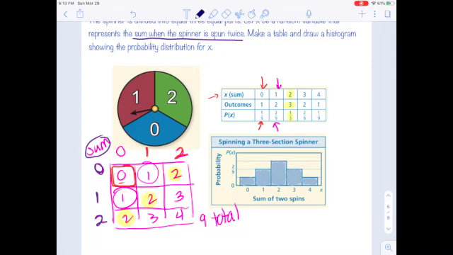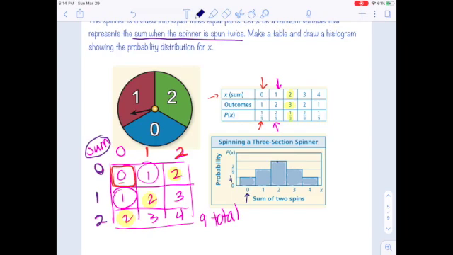And you create your histogram from there. So your x value is the sum of 2 spins. And then your y-axis would be the probability of that occurring. And the title would be spinning a 3-section spinner. Okay, you've got your 0, that is a probability of 1/9, and then the sum of your 2 spins being 1 would be 2/9, and then up to 3/9, which is really your 1/3, would be your most frequently occurring sum, and downhill from there.